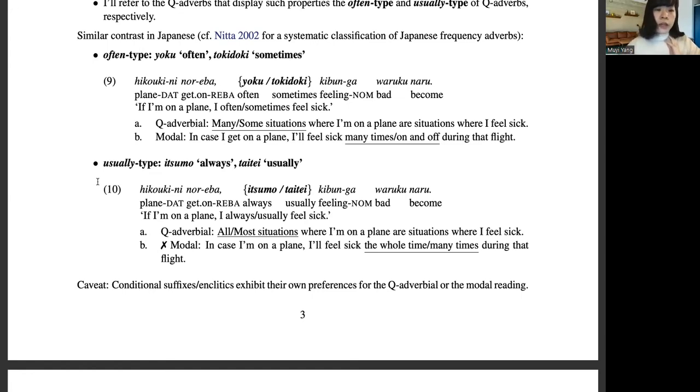On the other hand, if we turn to look at the usually type of Q adverbs like いつも, always, or 大抵, usually, the sentence is in number 10. 飛行機に乗ればいつも気分が悪くなる or 大抵気分が悪くなる. If I'm on a plane, I usually feel sick. Speakers report that in this case, the sentence only has the Q adverbial reading. Always or usually ranges over the situations where I'm on a plane, and says that in all of them or most of them, I get sick.